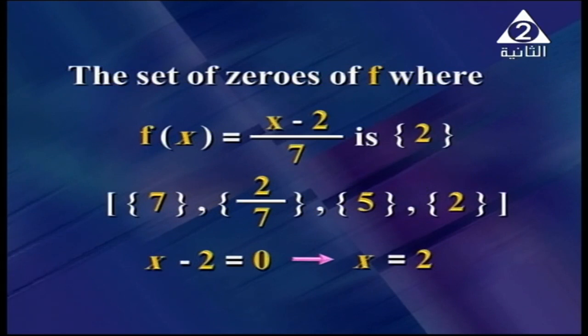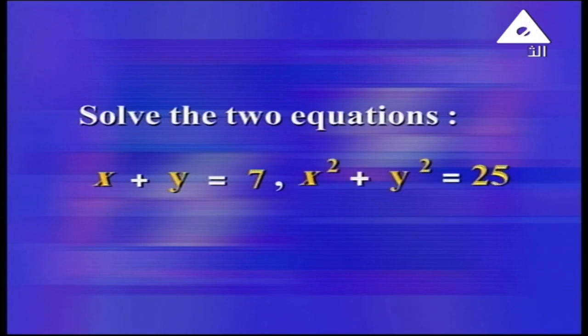Let us have another example. Solve the two equations, x plus y equals 7 and x power 2 plus y power 2 equals 25. In this case, you are going to notice that you have two equations. One of them is of the first degree and the other is of the second degree. In this case, you are going to find either the value of x or y from the first degree equation and substitute by it in the second degree equation. How? We'll start by x plus y equals 7. So we can find the value of x as 7 minus y.